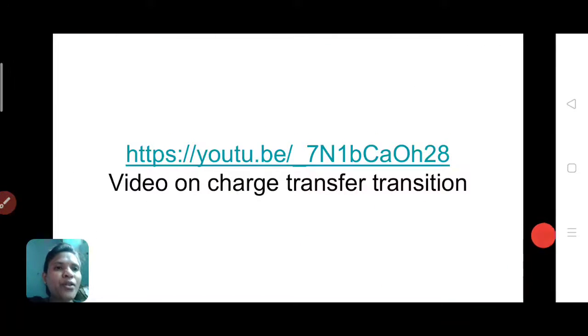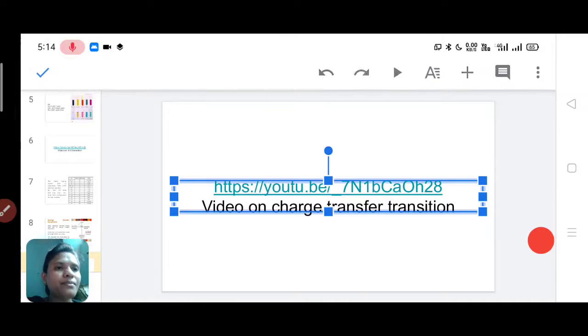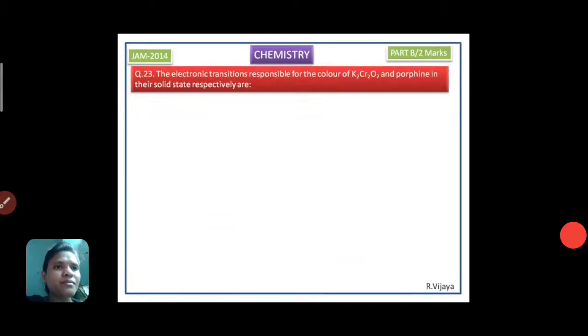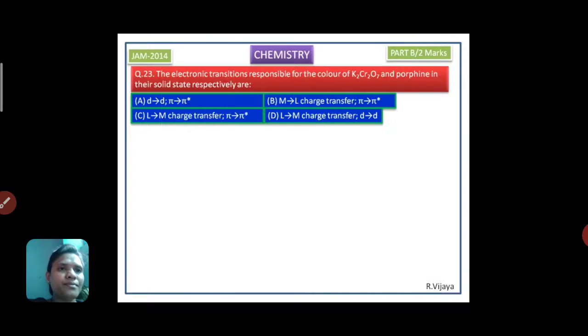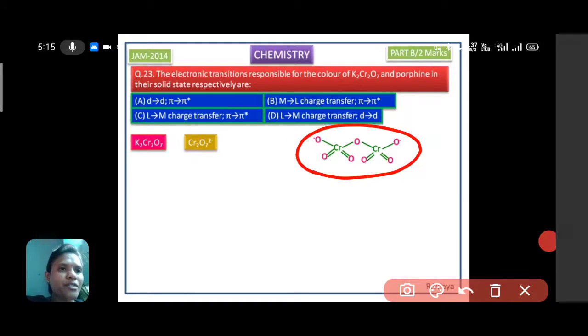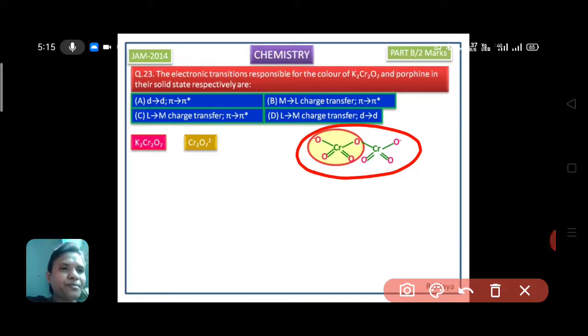So there is a video on charge transfer transition. We can see. The electronic transitions responsible for the color of potassium dichromate and paraffin in their solid state respectively are. The options are shown here. This is the dichromate ion structure. Each CrO3 minus ion is joined by one oxygen atom. It has a tetrahedral structure. In dichromate ion, chromium is the central metal ion.